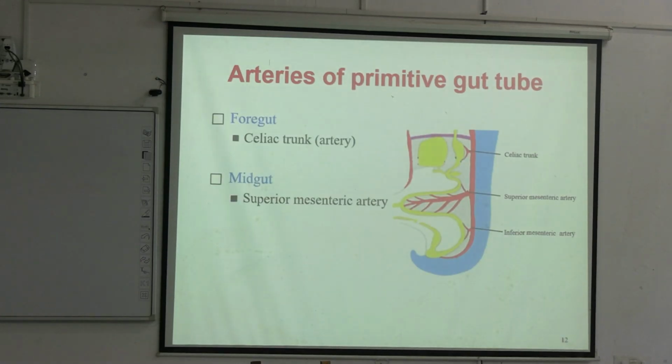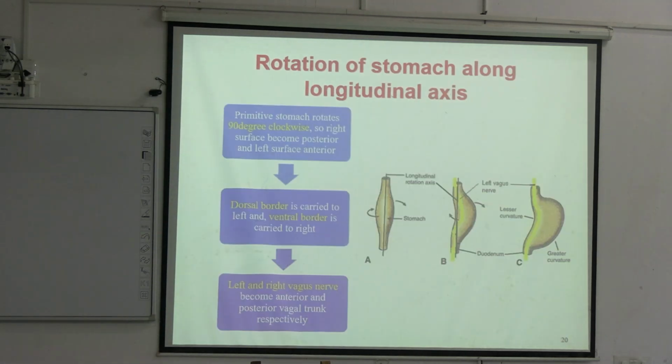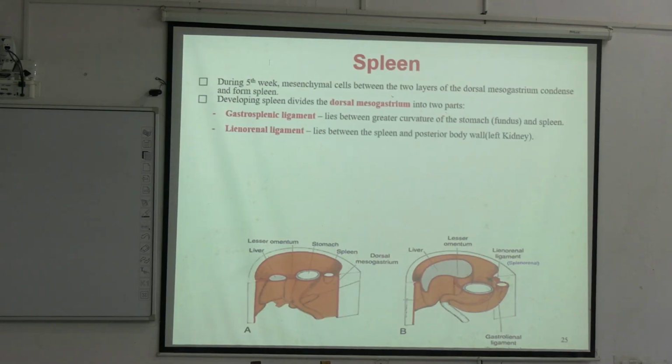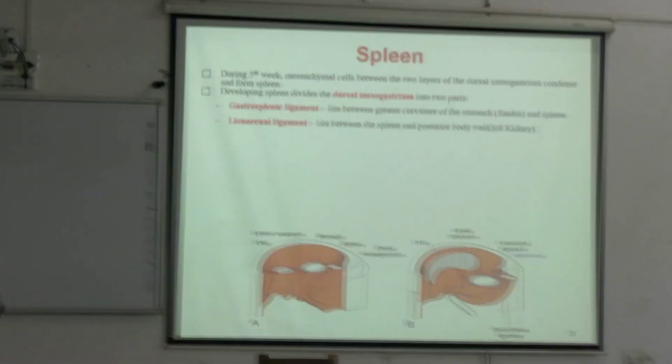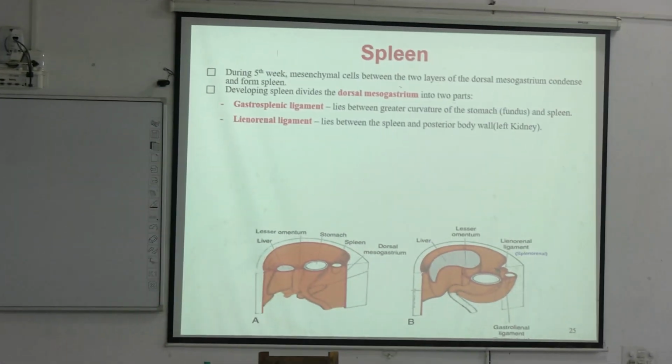So the posterior mesentery of the stomach, known as the dorsal mesogastrium, splits into two parts. The part between the stomach and the spleen we call the gastrosplenic ligament, and the part between the spleen and the posterior body wall, or the kidney region, we call the lienorenal ligament. These are your MCQ questions. So in which mesentery are these developed? It is the posterior mesentery behind the stomach.